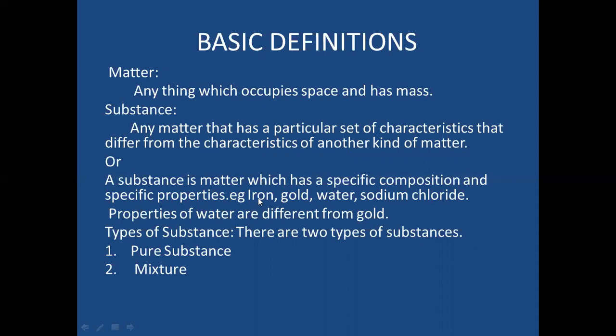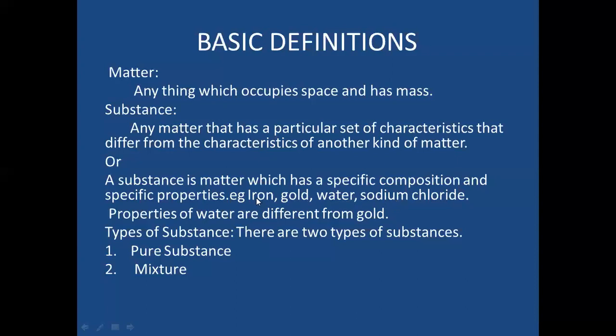For example, iron is a substance. It is solid in state. Gold is a substance, solid in state. Water is a substance, liquid in state. Sodium chloride is a substance, solid in state. But the properties of iron are different from gold, from water, and from sodium chloride.